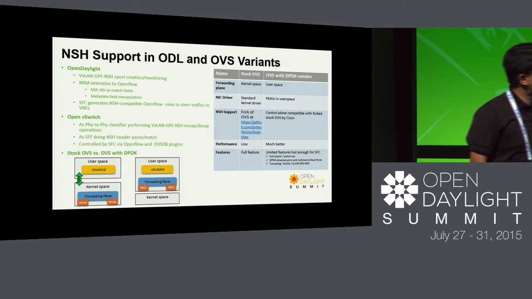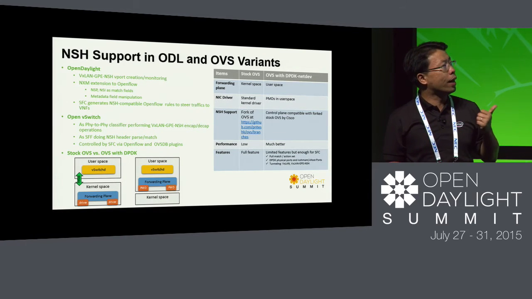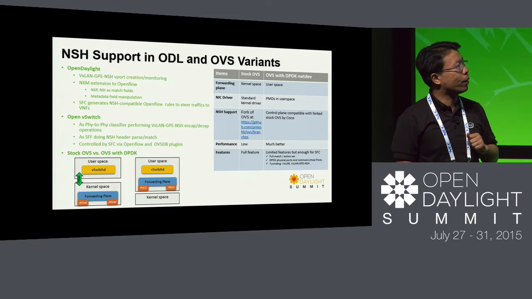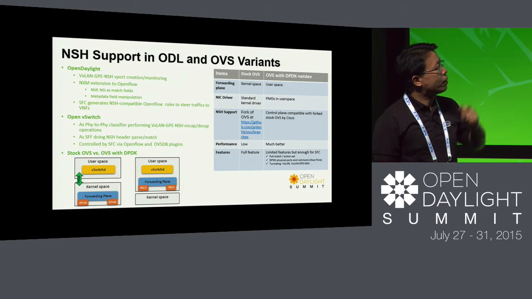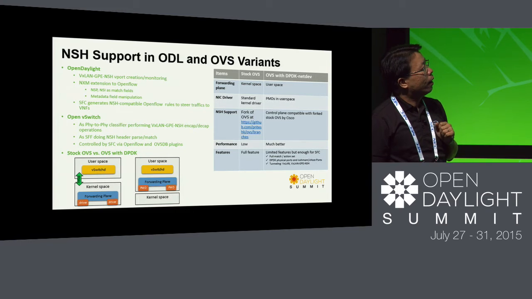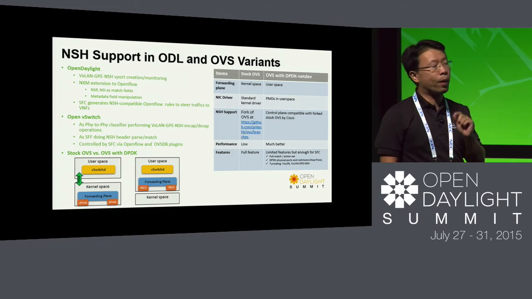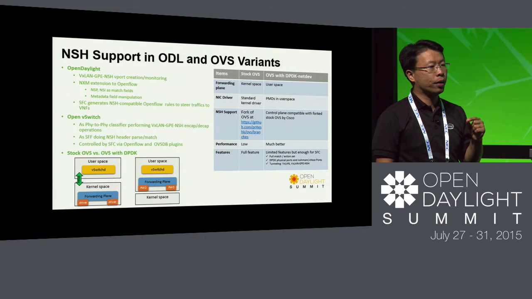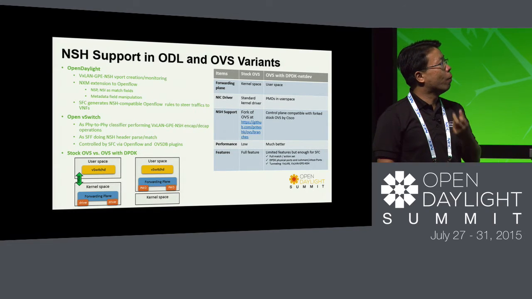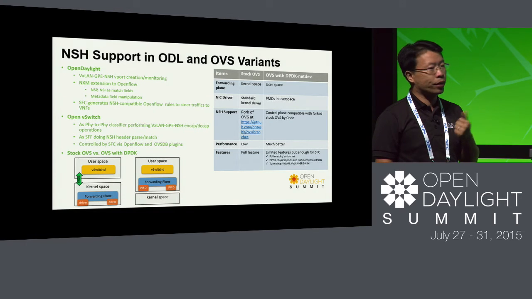So how is NSH currently supported in SFC at the OpenDaylight and OVS project? Basically, in OpenDaylight, the OVSDB southbound plugin already supports creating a VTEP, which is a VXLAN-GPE NSH-based VTEP. And in the OpenFlow project, the OpenFlow southbound plugin already supports the NSH header.